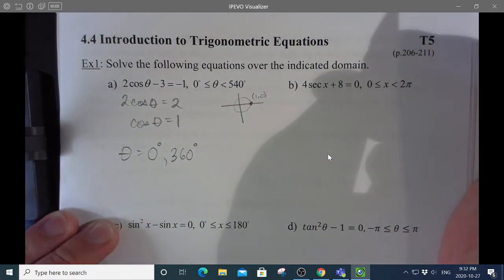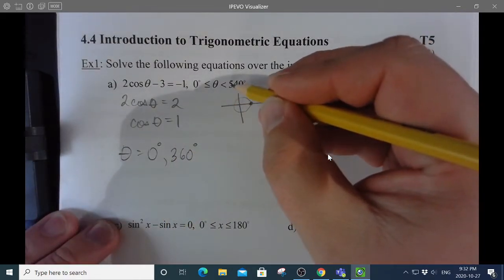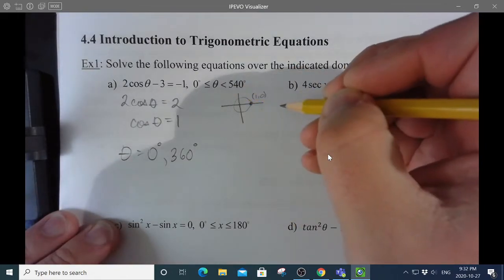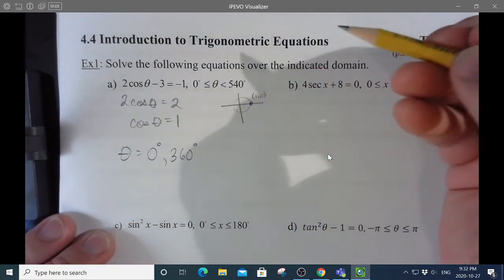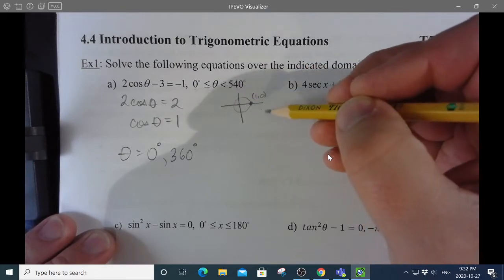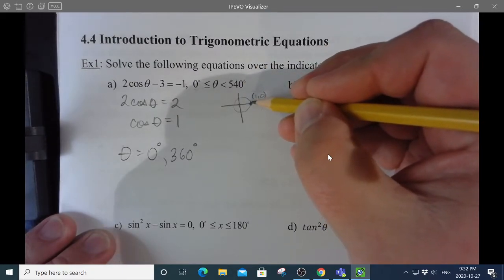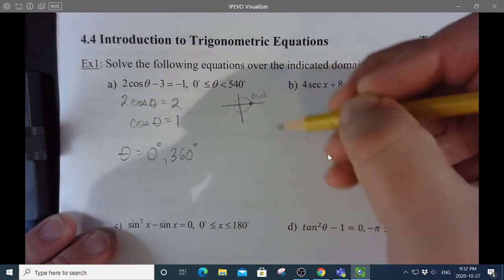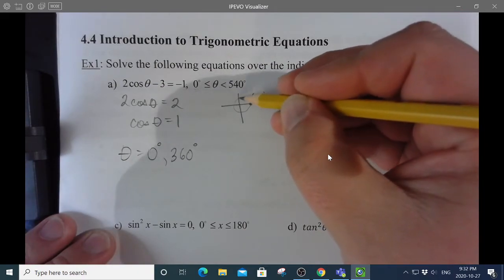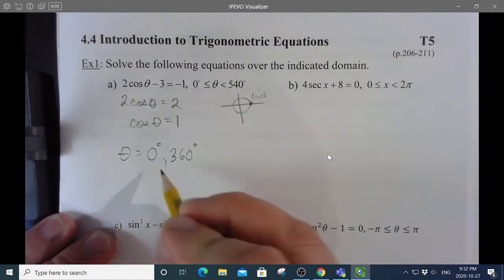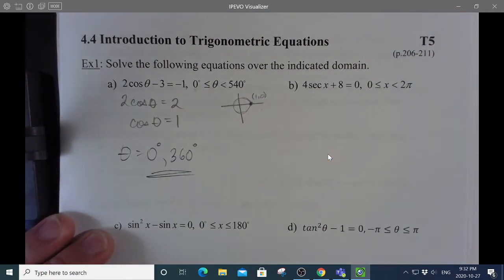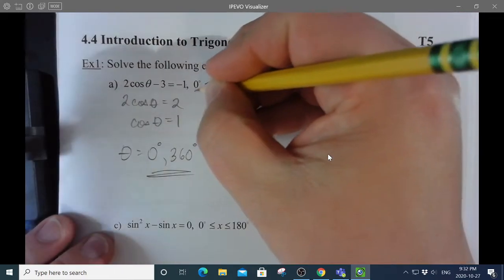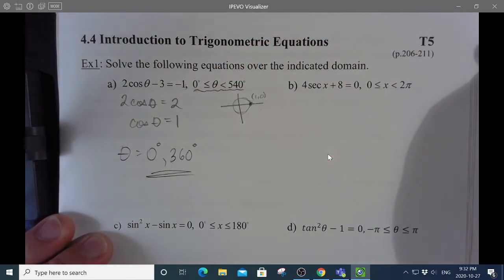And you might think, well, that's it, right? But actually it says, no, keep going until you get, ooh, careful, less than 540 degrees. Well, if I go all the way around again, that would be 720 degrees. And I actually don't hit a 1 for cosine between here and one more time around. So that is it. That's the only two answers I have. Okay, so you got to make sure you watch carefully what the domain is asking for.